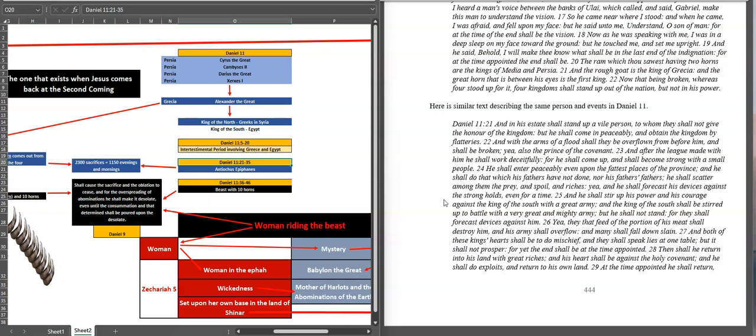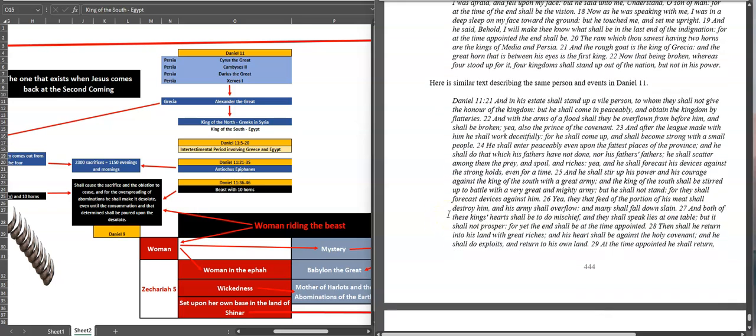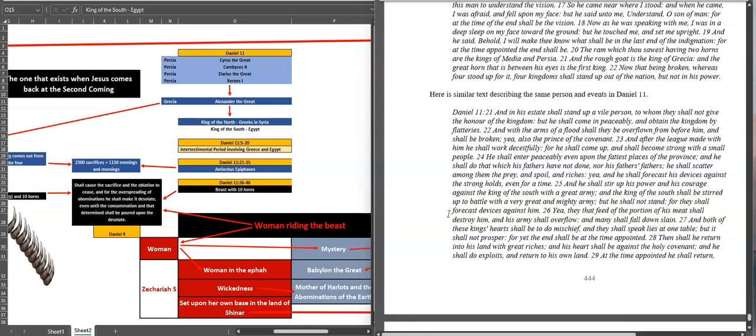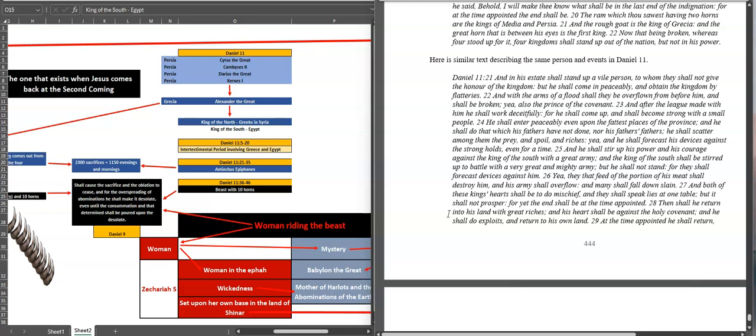And he shall stir up his power and his courage against the king of the south with a great army. That's talking about Egypt. And the king of the south shall be stirred up to battle with a very great and mighty army, but he shall not stand, for they shall forecast devices against him. Yea, they that feed the portion of his meat shall destroy him, and his army shall overflow, and many shall fall down slain. And both of these kings' heart shall be to do mischief, and they that speak lies at one table, but it shall not prosper, for yet the end shall be at the time appointed.